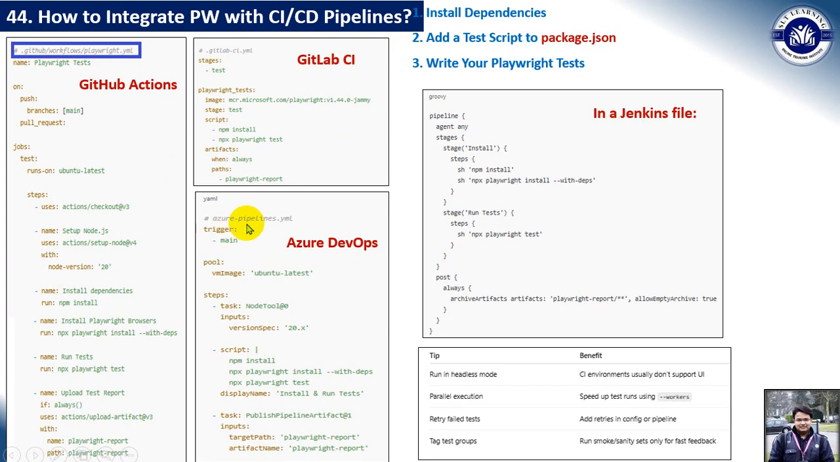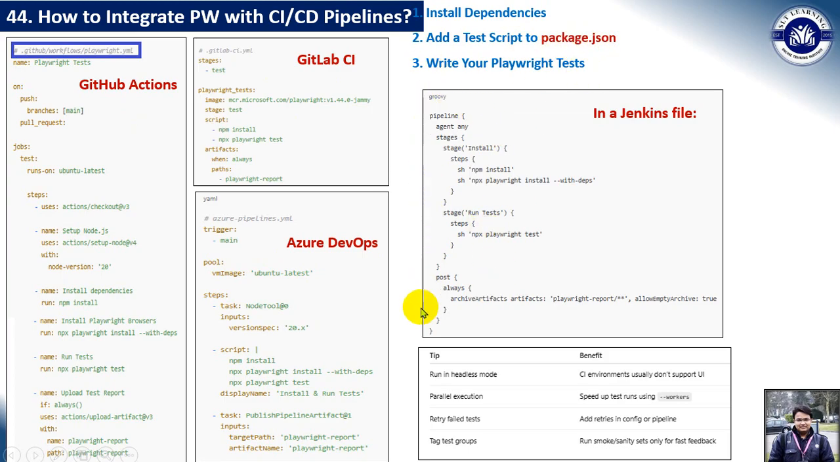You can create an Azure pipeline. This is a different pipeline. The YML file depends on whether you use GitHub Actions, GitLab, or Azure DevOps. Once you install all the dependencies, add your test script to the package.json and write your Playwright test. And these are the things.